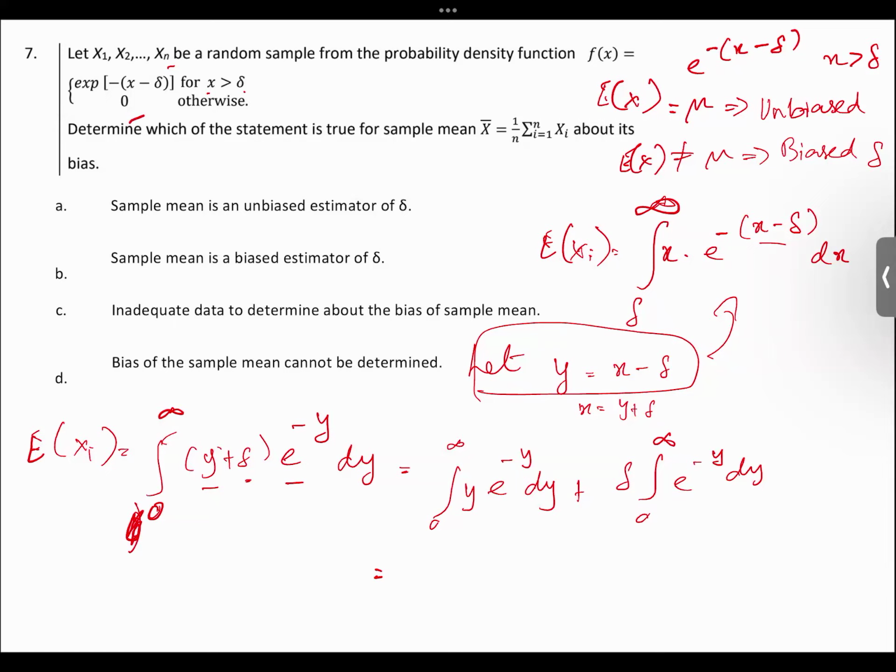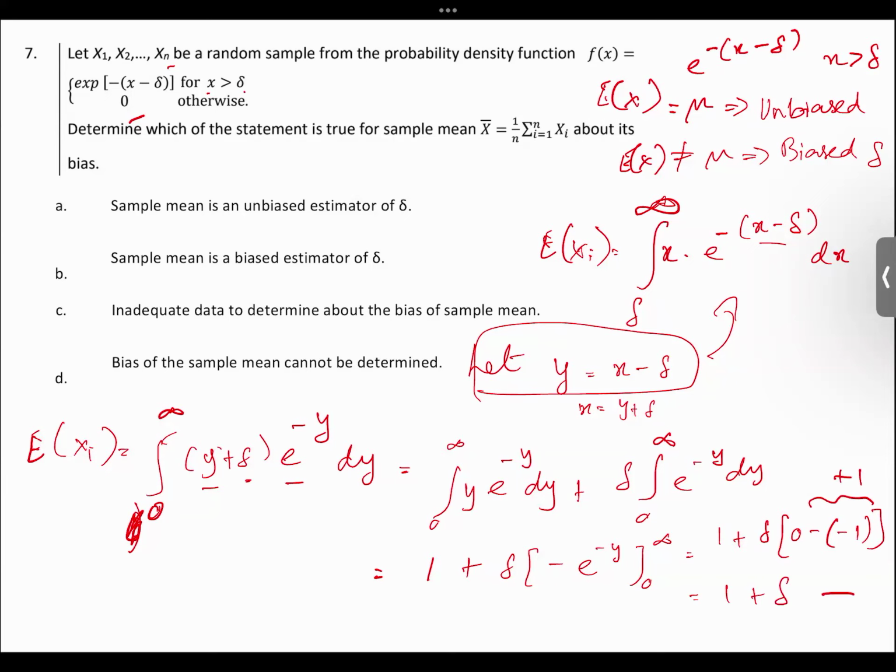If we apply this integral here, it will become 1 plus delta times, when you integrate this, minus e power minus y from 0 to infinity. You'll have 1 plus delta into e power infinity, which is 0, minus minus e power 0, which is 1. So this term is actually plus 1. So you'll just have 1 plus delta.